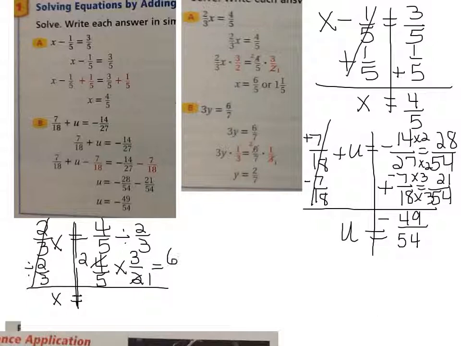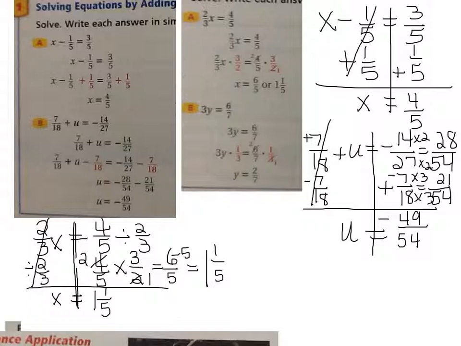Multiply across the top, multiply across the bottom, simplify. 5 will go into 6 once, with 1/5 left over. Is it simplified? Yes. All right, let's talk about how we undo a multiplication.